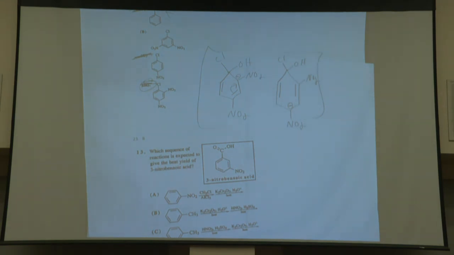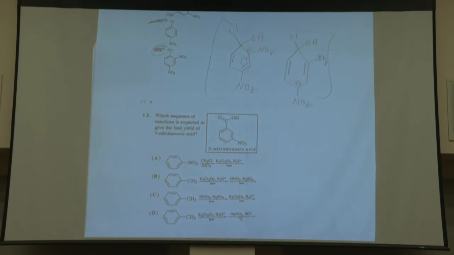Which sequence of reactions is expected to give the best yield for 3-nitrobenzoic acid? These are meta, right? We can note that first of all. We're going to have a deactivator on when we add something. So let's look at the first one. I have a nitro group on my benzene ring, and then I'm doing alkylation to add a CH3. That's going to go meta, right?